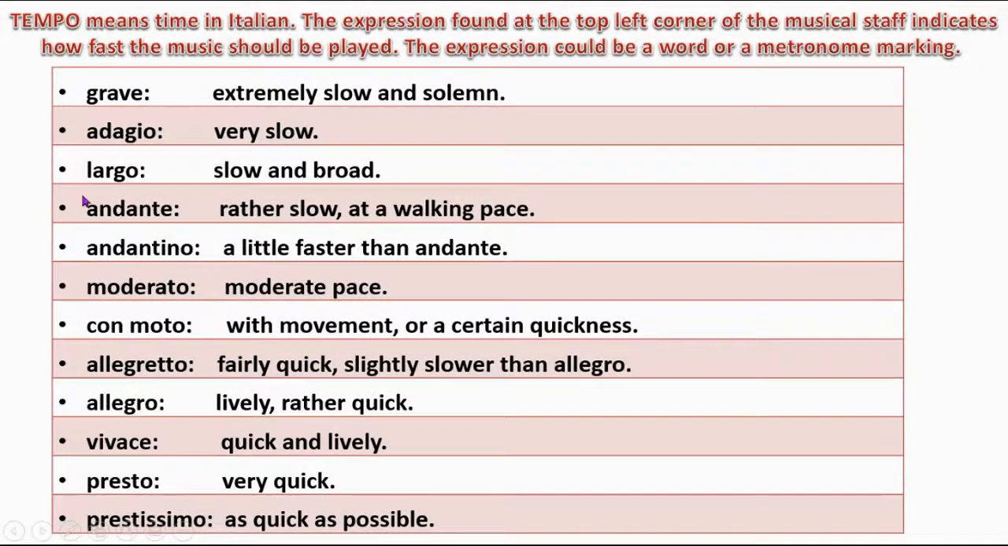As we go through the different terms, our music is getting faster and faster. See, grave, extremely slow and solemn, and then through andante, moderato is a moderate pace, and then from this it's getting faster and faster until prestissimo, which is mostly the fastest music.